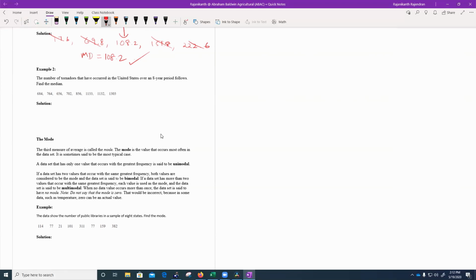So let us arrange in order first. Which one is the smallest one here? 656 is the smallest one. The next one is 684. Then 702. Then 764. Then 856.